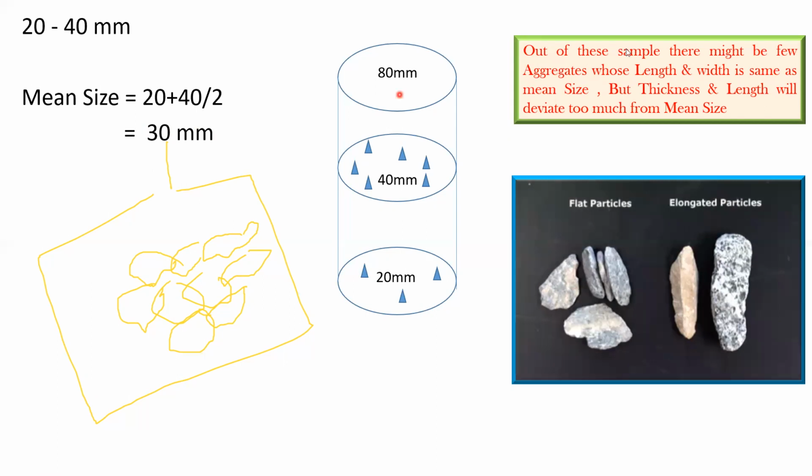So in that case, we consider them as elongated and flaky. You can see it here, these are the elongated particles and these are the flaky or flat particles, right? I've taken a certain sample, that is why I've shown it here.